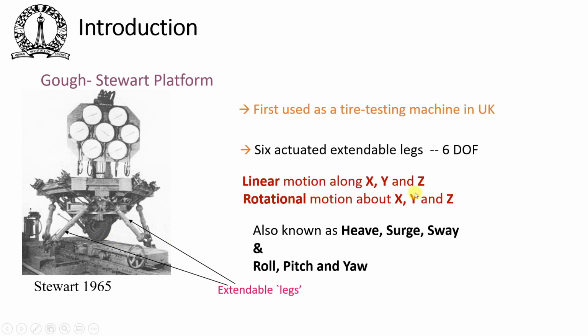So this linear motion along X, Y, and Z and the rotational motion along X, Y, and Z are also sometimes called heave, surge, and sway, and roll, pitch, and yaw.